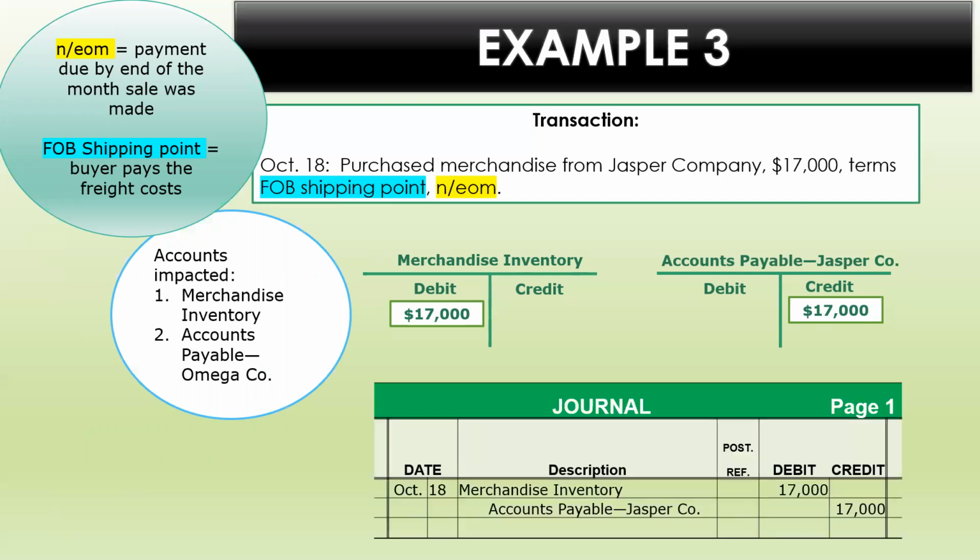The journal entry looks like this. First, we record the date, October 18th. The account that is going to be debited is merchandise inventory in the amount of $17,000. And then we have our credit using the accounts payable Jasper Company in the amount of $17,000.